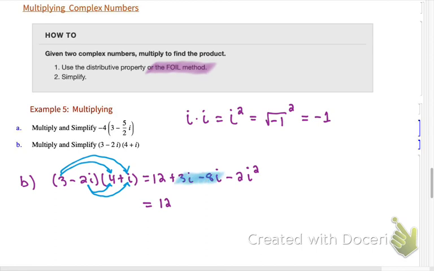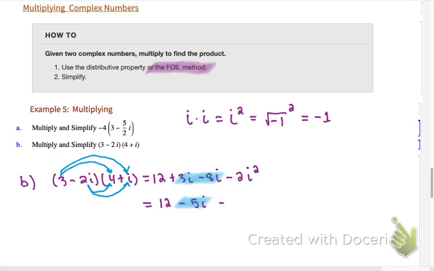But the 3i minus 8i, that's just like combining like terms. 3 minus 8 is negative 5, so 3i minus 8i would give us a minus 5i. Okay. There we go. So my 3i minus 8i gave me that minus 5i.